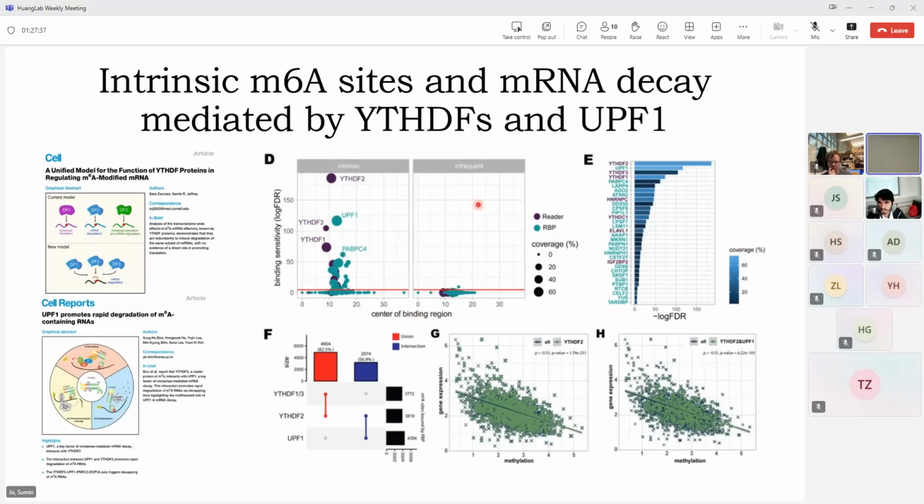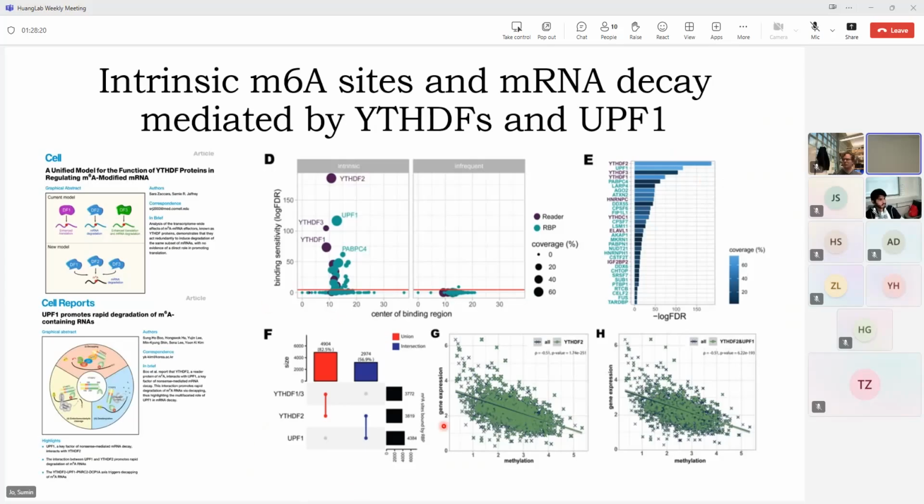What we can see here is significant enrichment of intrinsic sites compared to infrequent sites for DF2, DF3, DF1, UPF1 and PABPC4. These are typically known M6A reader proteins that induce mRNA degradation. So intrinsic M6A sites and their mRNA decay are possibly mediated by DF1 to 3 and UPF1. And DF2, the typical mRNA degradation protein, is the most significantly enriched reader protein.